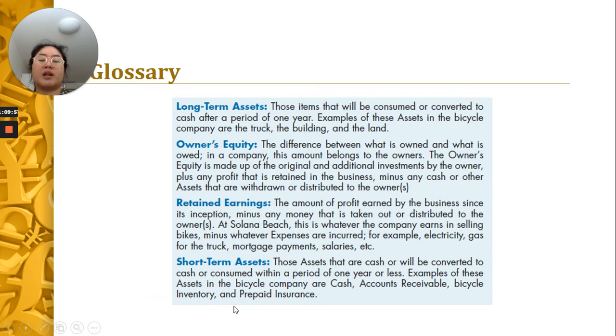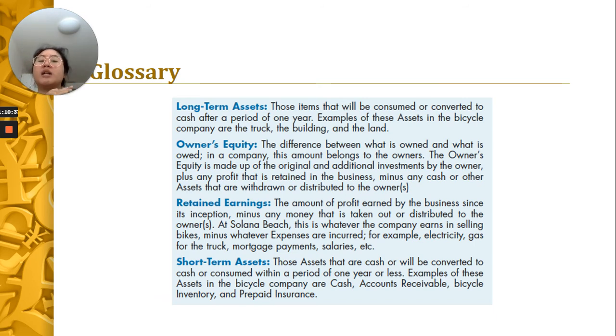The short term asset is the asset that is cash or will convert to cash or be consumed within a period of 1 year or less. But the long term asset will be items that will be consumed or converted into cash after a period of 1 year. For example, short term can be cash, account receivable, inventory, prepaid insurance. But long term assets can be truck, machine, land, building. So this one is long term.